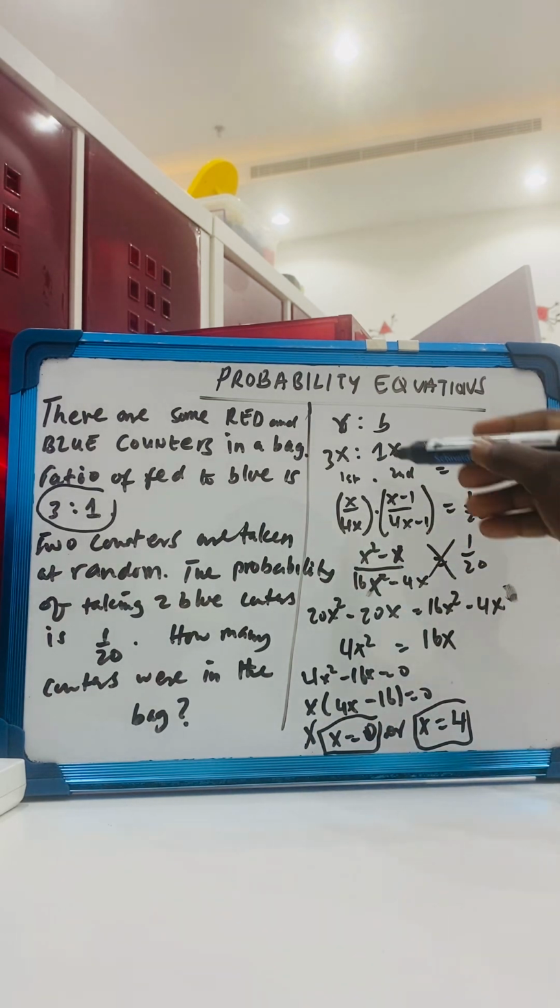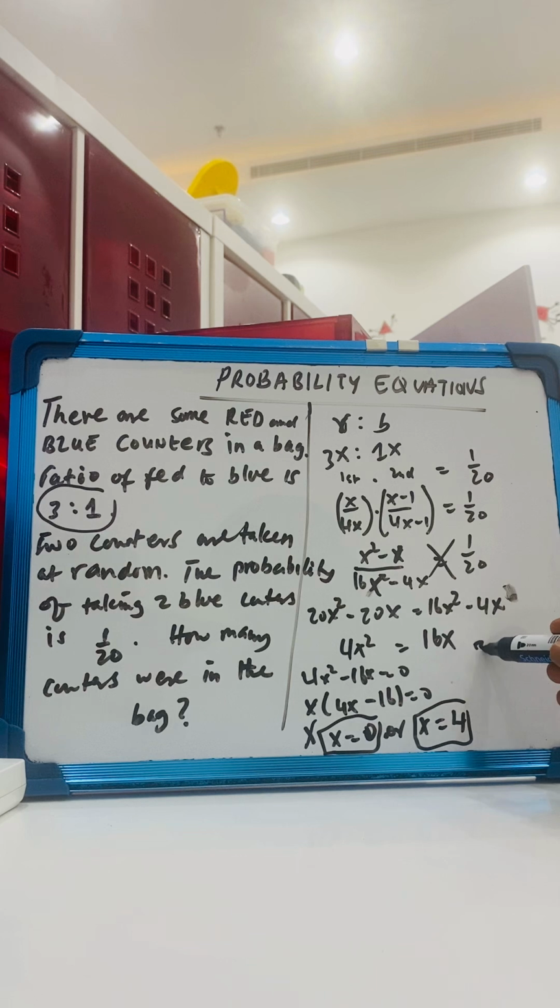So if x is 4, I need 3 times x. I need 3x is to 1x. 3 times x, 3 times 4 is 12, is to 1 times x, which is 4. So if there is 12 red and 4 blue, then the total that I'm looking for is just 16 counters in the bag.